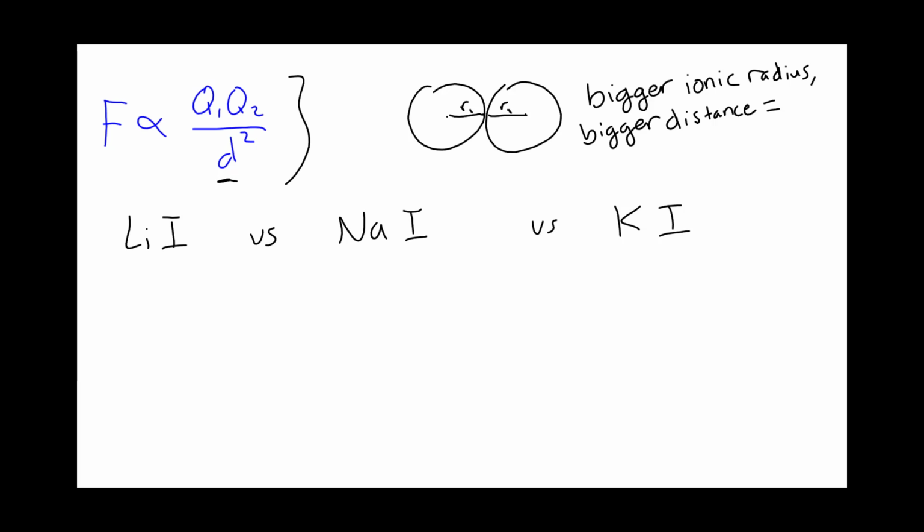It's in the denominator, which is on the bottom of the fraction. If I make the denominator bigger, what happens to my number? It gets smaller. Therefore, what happens to my force as I make my distance bigger? It gets weaker. So if the force is weaker, what does that do to the lattice energy? Decrease, good. So lower lattice energy.